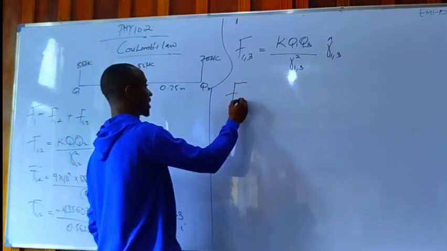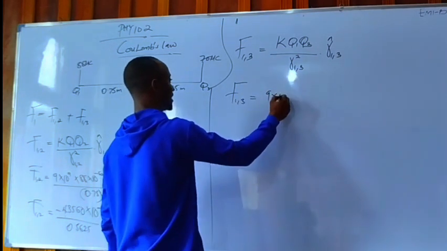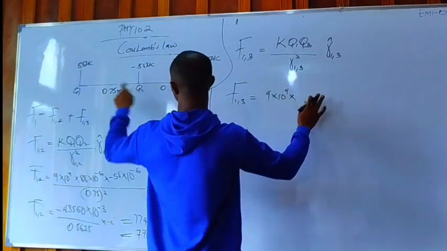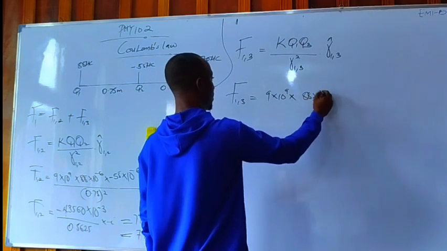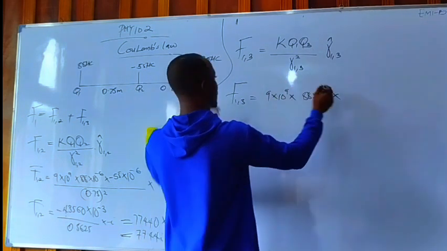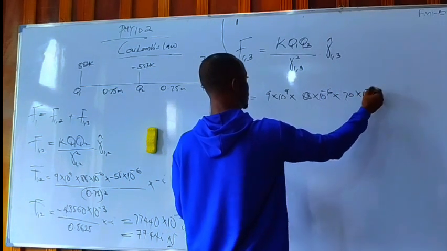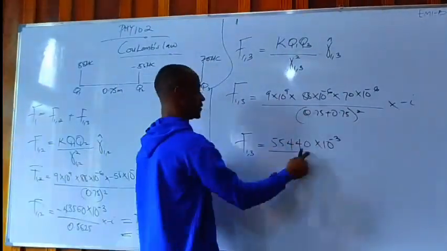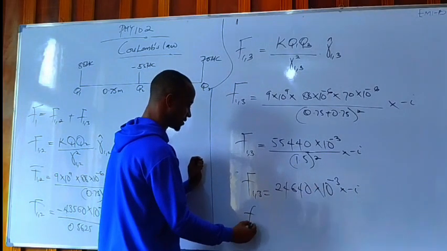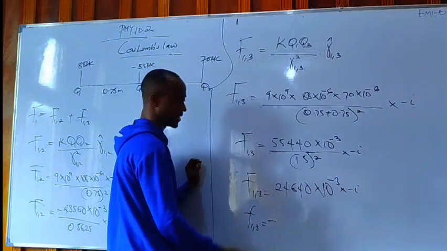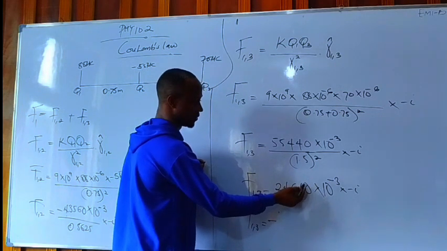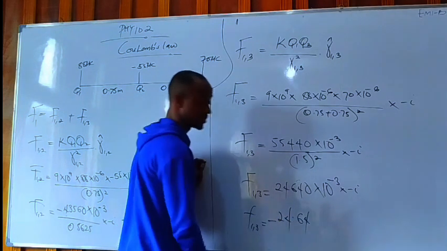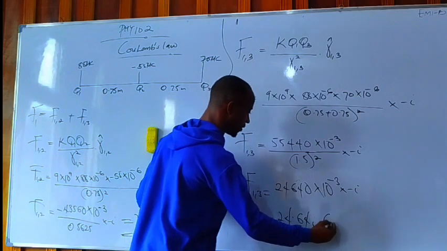So our F13 becomes, what's our k? 9 times 10 raised to 9, times our Q1, 88 times 10 raised to minus 6, times our Q3, 70 times 10 raised to minus 6, all divided by the distance squared, times minus i. This will give us F13 equals minus, let's move our point. 1, 2, 3. That will give us minus 24.64 i, all in newton.